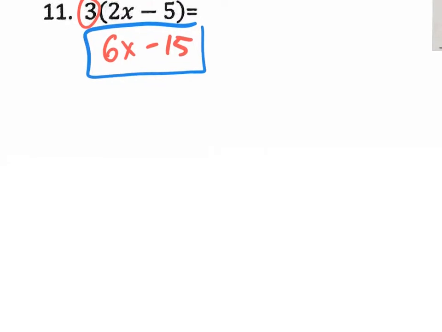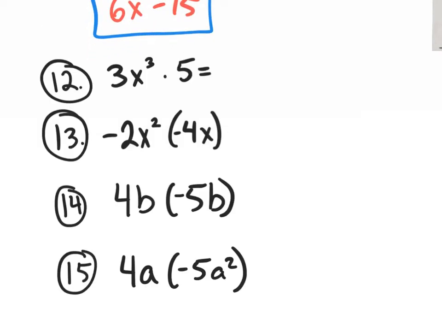So let me just jot down a couple more problems here. The next section is all about distributing. So let's just make sure we know how to multiply variables with numbers or variables with other like variables. So number 12, we have 3x to the third times 5. All you have to do is multiply the 3 times 5, you're going to get 15, and the x to the third just stays with it. So that's your answer for number 12.